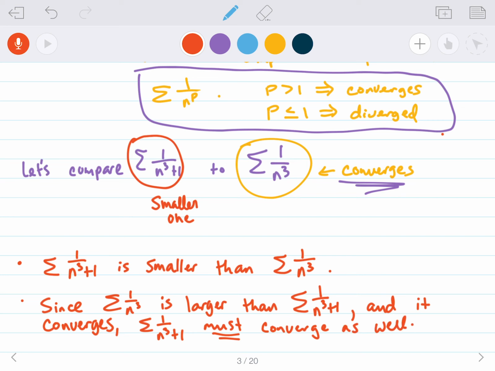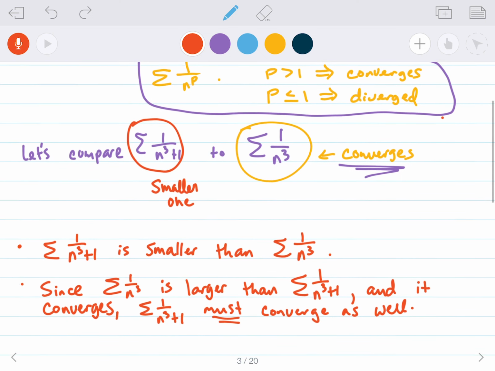Okay. So here's the idea. The infinite series, summing up 1 over n to the 3 from n equals 1 to n equals infinity, is going to be larger than this series because we talked about the denominator comparisons. And we know that 1 over n to the 3, the sum, converges. And since that thing is bigger than this, well, then that thing has to converge as well. How could it go off to infinity if something that's bigger than it is converging onto a finite number? That's the idea here. That's the intuition.